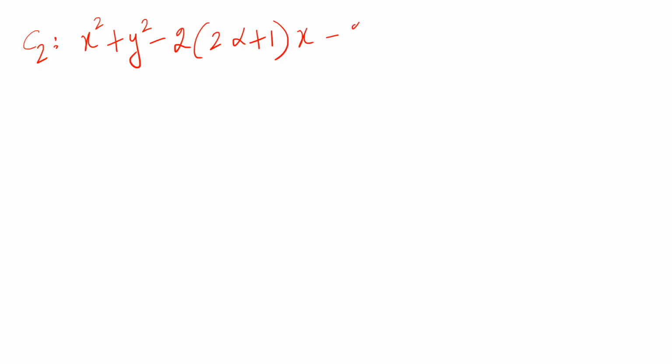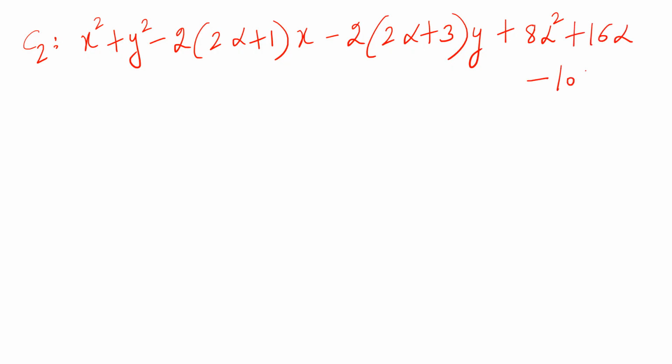Now students, the equation of circle C2 is given as x² + y² − 2(2α + 1)x − 2(2α + 3)y + 8α² + 16α − 1014 = 0.